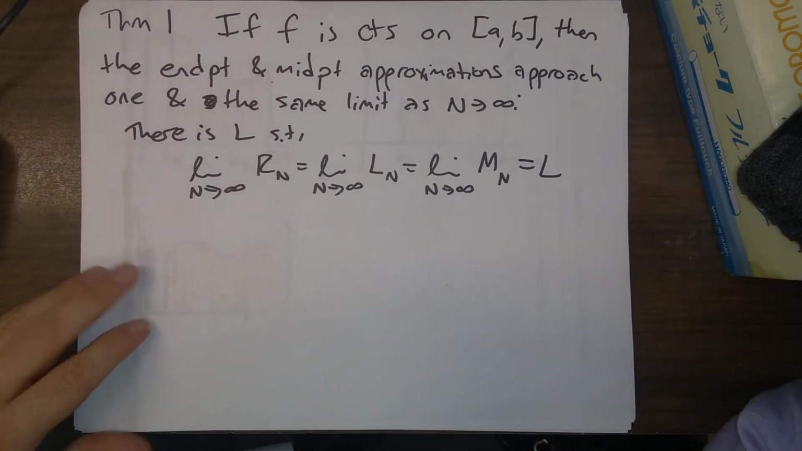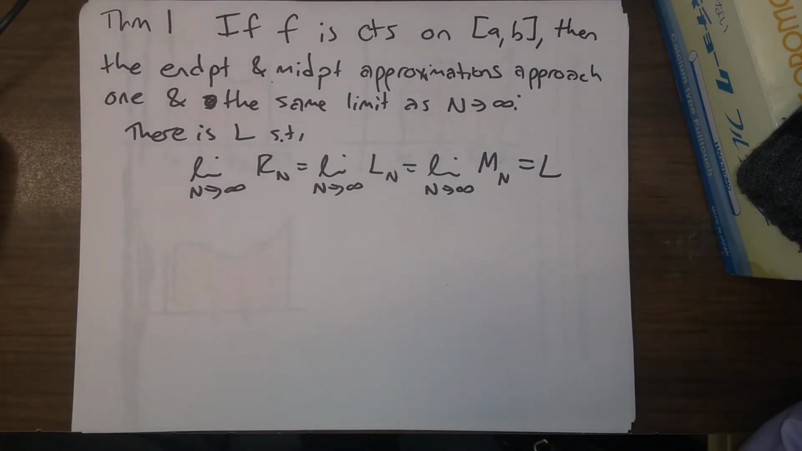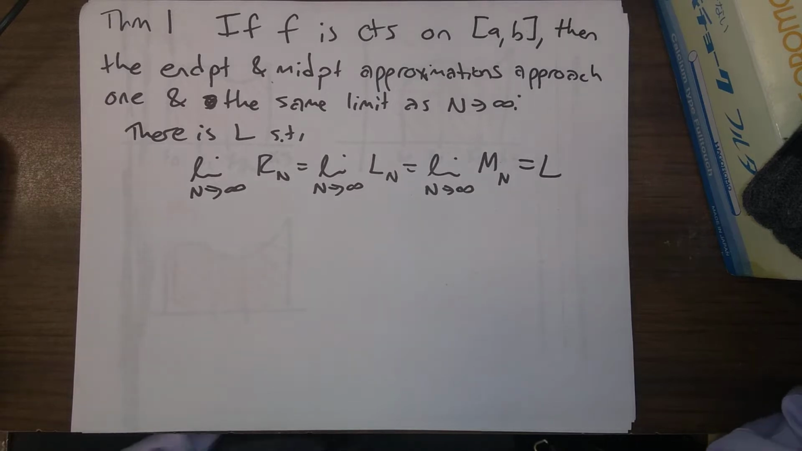And so, if you recall, we had this theorem that said if we have a continuous function, then all three of the approximations here approach the same limit as n goes to infinity. So there is some L such that the limit as n goes to infinity of the R_n approximation is the limit as n goes to infinity of the L_n approximation is the limit as n goes to infinity of the M_n approximation.